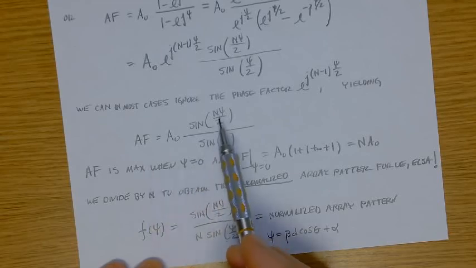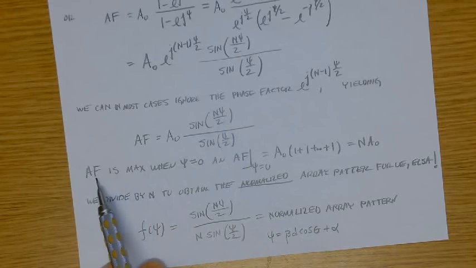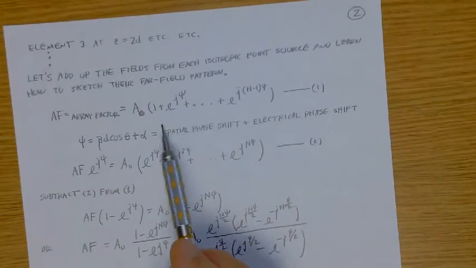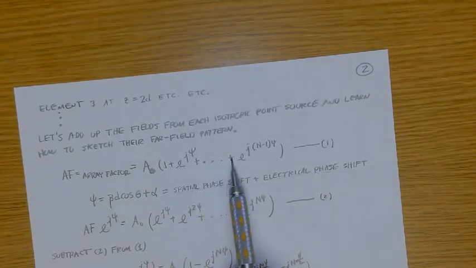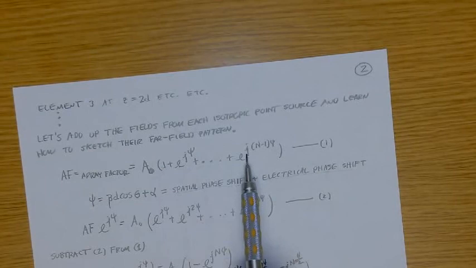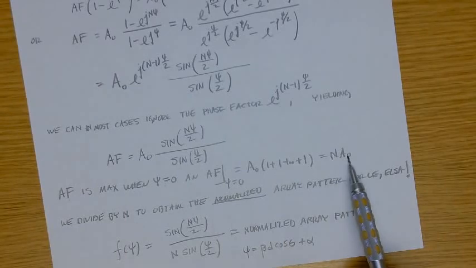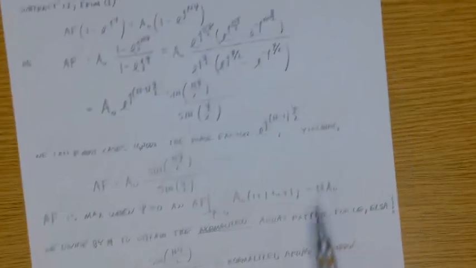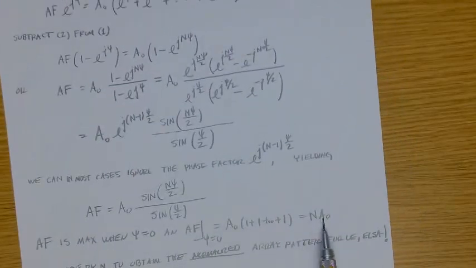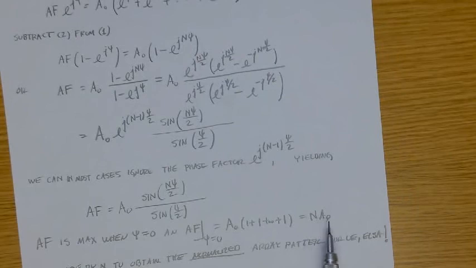So if you evaluate the array factor when psi is 0, you can come back up here and put psi equal to 0. That's 1 plus 1 plus 1 plus dot, dot, dot. That's just going to be n. That will equal n. And so the maximum is n times a0, the maximum value of this. And that makes sense, right? Because if you have n elements, each of strength a0, the biggest it can possibly be is n times a0. That's the position in space where they're all adding in phase.